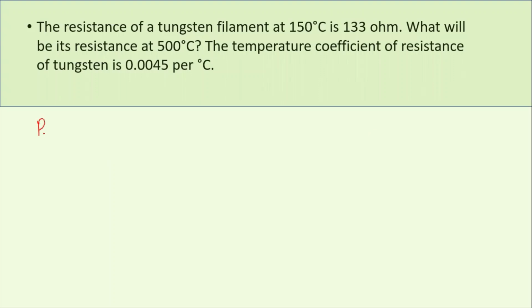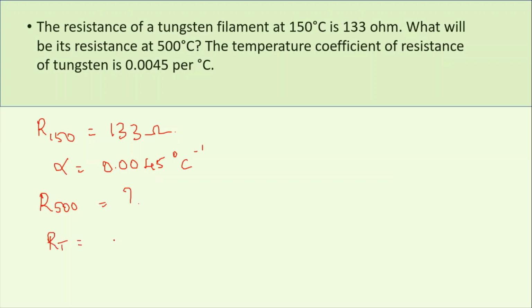So first write the data. Resistance at 150 is equal to 133 ohms. Alpha value is 0.0045 per degree Celsius, right? We have to calculate the resistance at 500 degrees Celsius. So you know that RT is equal to R0 into (1 plus alpha T).